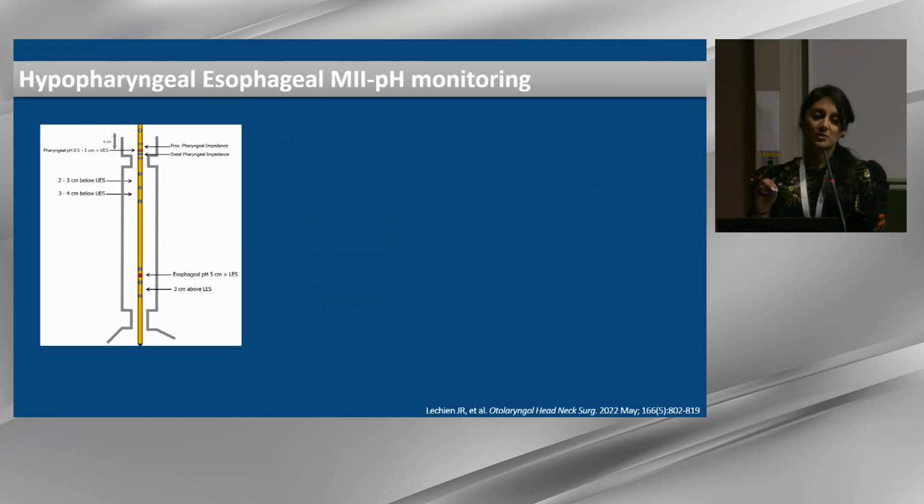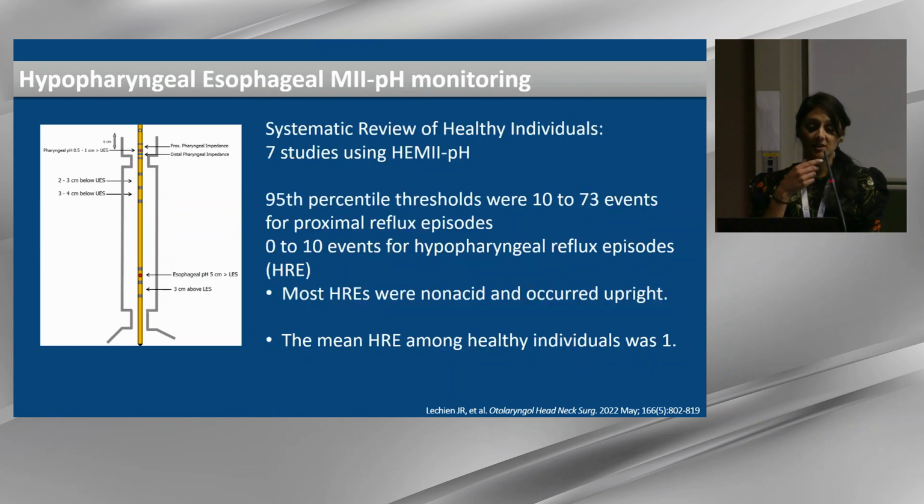In terms of pH impedance, I'll focus on the hypopharyngeal esophageal probe because this is what the experts that use pH impedance would recommend for extraesophageal reflux. It has that proximal pH sensor at the hypopharynx and also the distal esophageal pH sensor. And there is actually normative data. There is a systematic review of 7 studies, and they've published the 95th percentile thresholds. Now, one challenge in the normative data is that a hypopharyngeal reflux episode count of 1 is normal. So if you have more than 1 episode, is this considered abnormal? Are we going to risk continuing to overdiagnose extra-esophageal reflux if we use these types of thresholds?